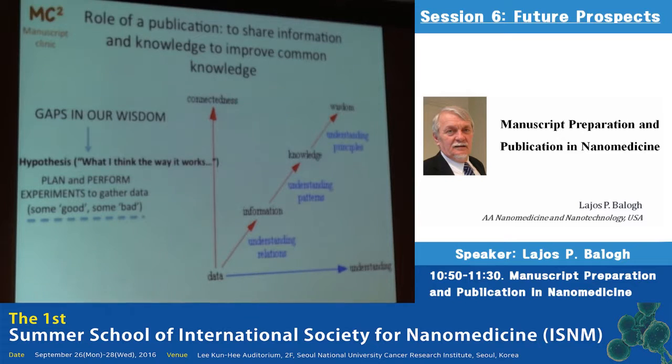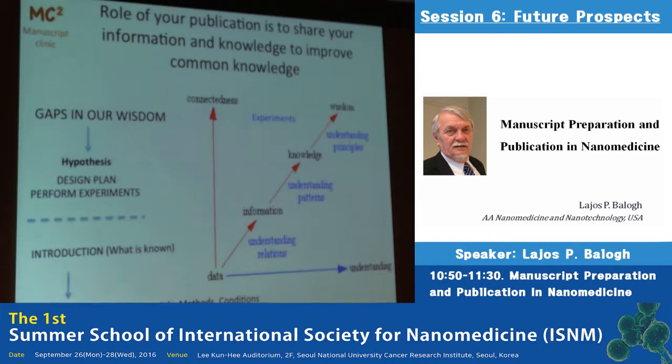So, the role of a publication is to share information and knowledge to improve common knowledge. There are always gaps in our wisdom. We don't know everything. We will never know everything. It's not possible. But I have a way that I think is the way it works. It's what we call a hypothesis. So we plan and perform experiments, sometimes just because we are curious, other times because we want to check something, to gather data. And they say there are good data and bad data. In my opinion, good data are the ones that can be reproduced, can be repeated, they always give the same results, and bad data cannot be reproduced. This is completely independent of whether we understand them, whether we can fit them into our existing system of knowledge, or we cannot.